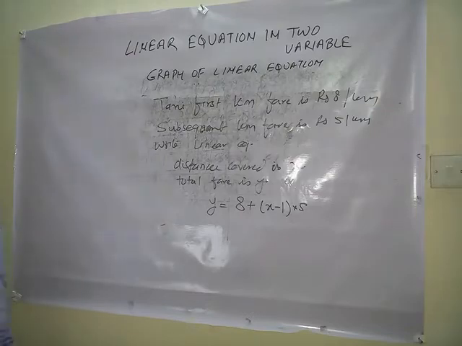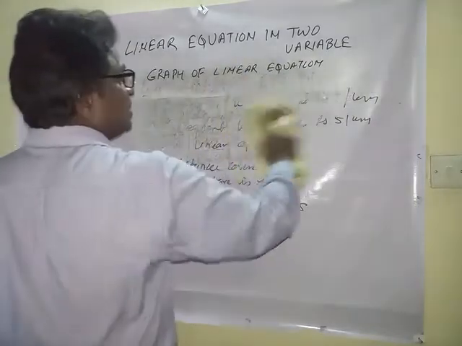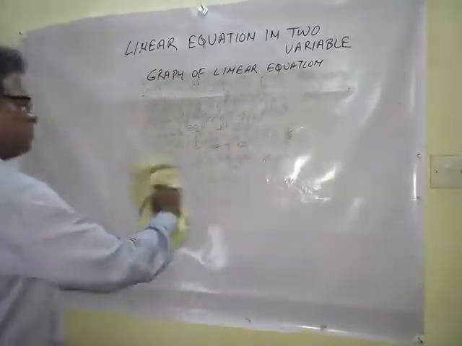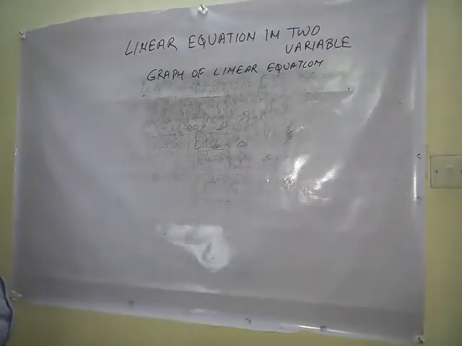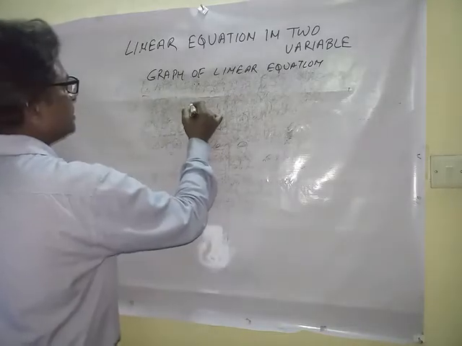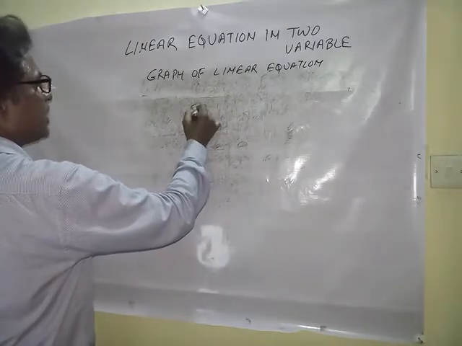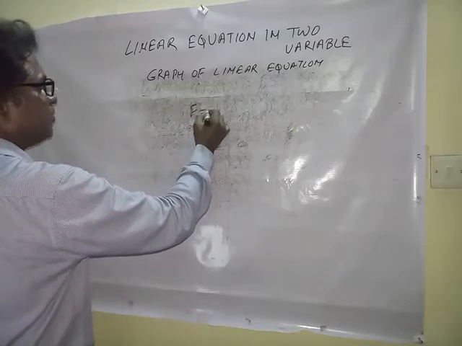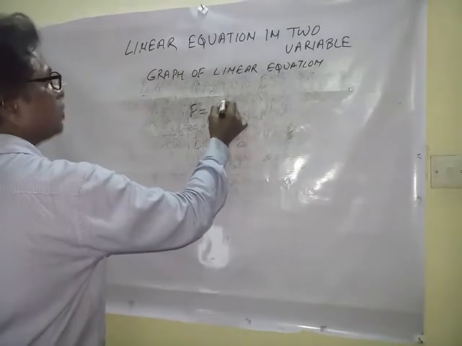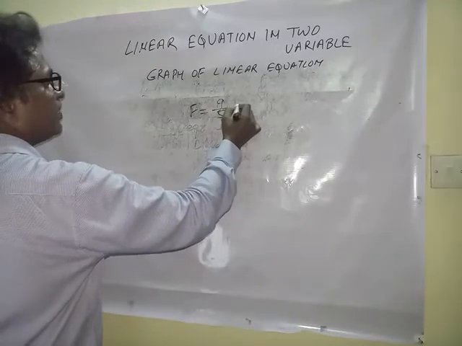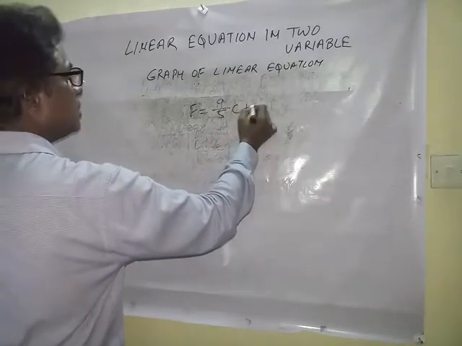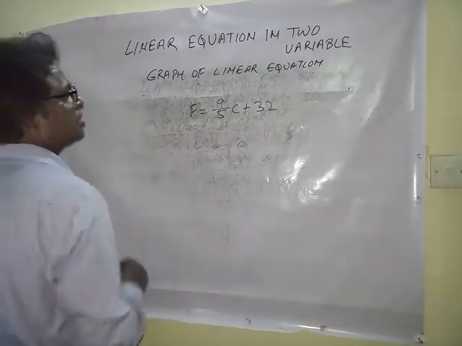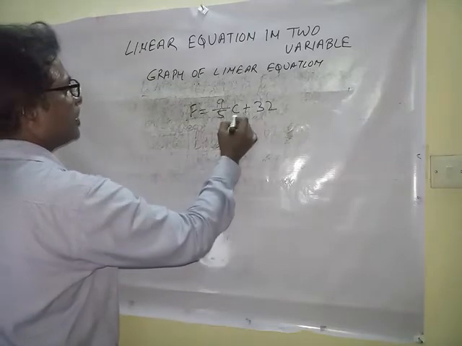There is another example which is a very common formula, the Fahrenheit to centigrade conversion. Fahrenheit is equal to 9/5 C plus 32. And you have been asked to draw the graph between Fahrenheit and centigrade.